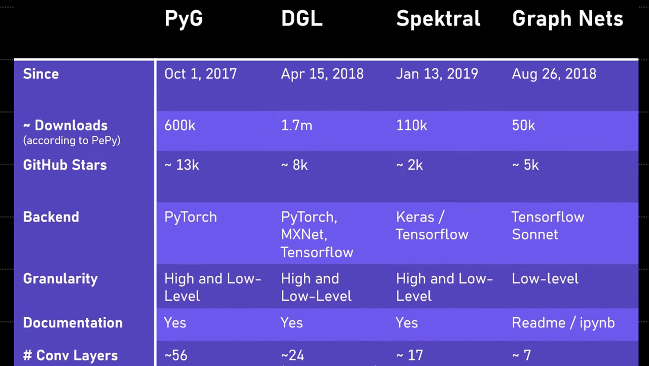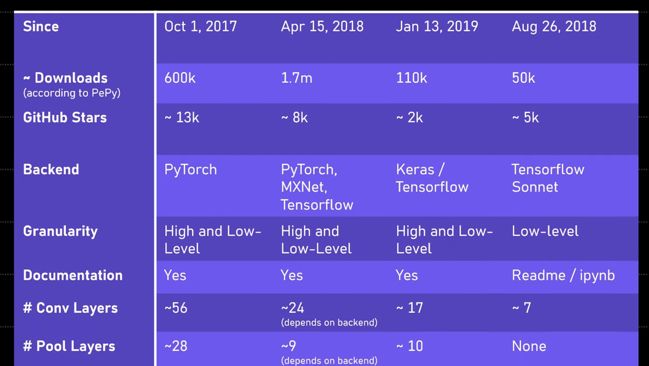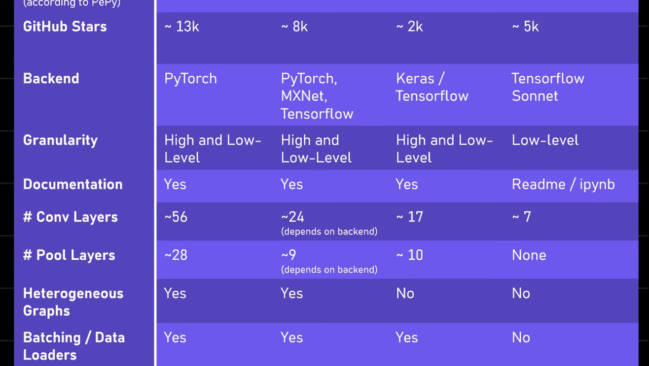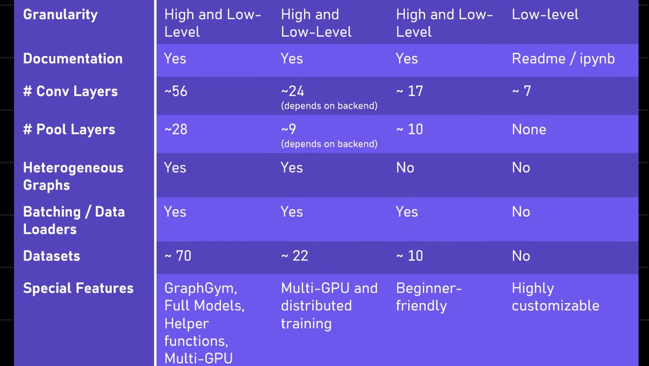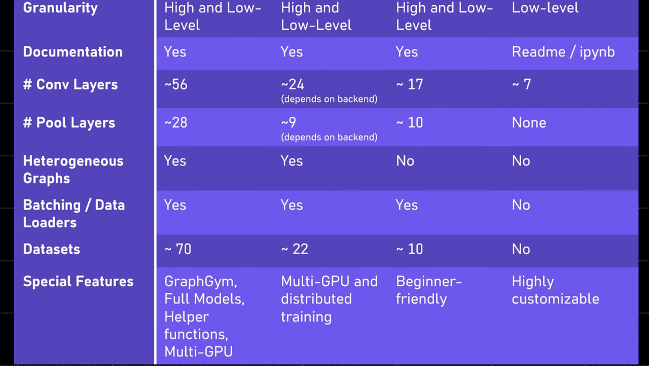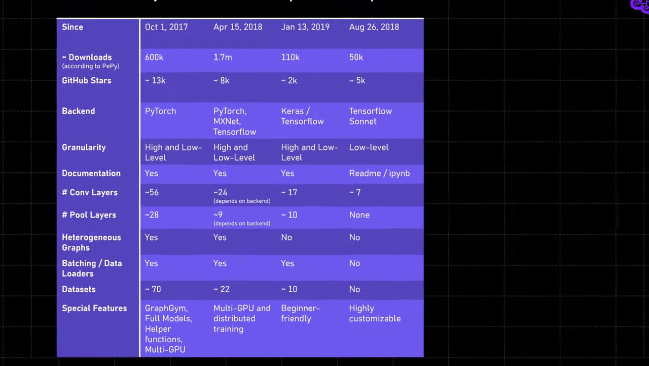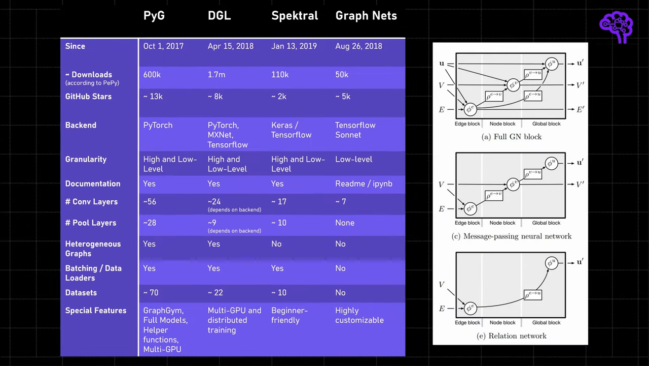GraphNets was released in August 2018, so far has around 50,000 downloads and 5k stars on GitHub. It's based on TensorFlow and Sonnet, and compared to the other libraries, it's rather low level. There's no real documentation, but some README files and Jupyter notebooks, which are well documented. The library has 7 modules, which we could call convolutional layers in this context. I haven't found any implementations of pooling layers. Also, heterogeneous graphs and more advanced data loaders and samplers are not available. No pre-installed datasets come with the library. A special feature is that the library is very customizable and allows to have full control over the way how messages are combined. This is an example from the paper they have published, and as you can see, the graph information can be combined in many different ways.